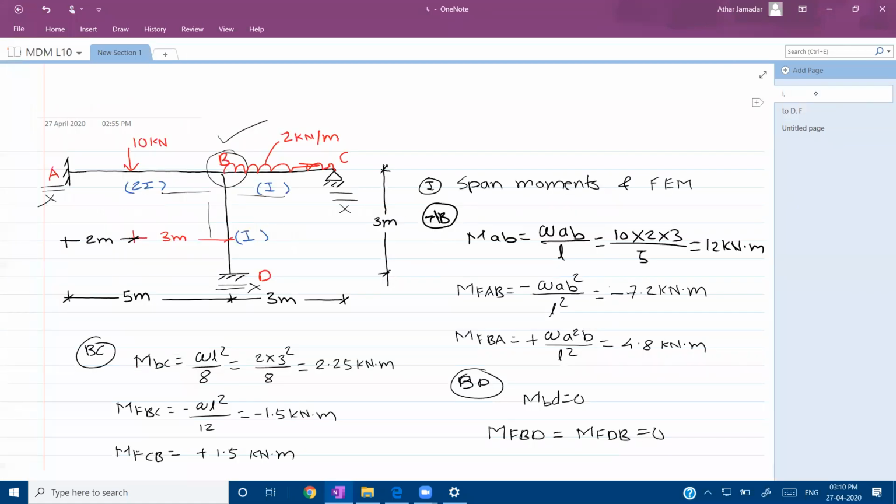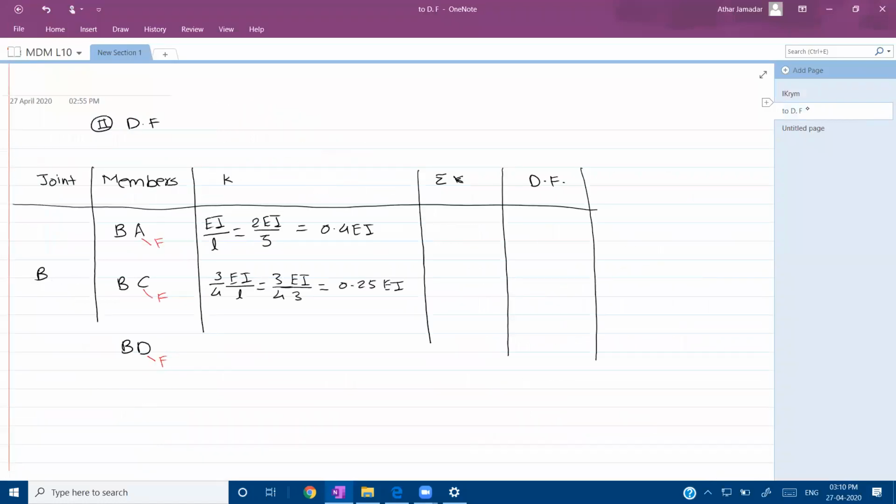In case of BD, D is now far support, which is of fixed type. So here again, value of K is going to be EI divided by L because D is end fixed support. So again, EI for BD is 1 EI. So EI divided by L of BD is 3. So it is going to be 0.33 EI.